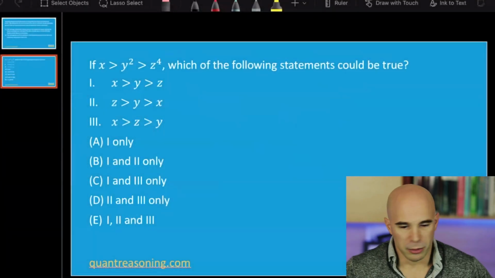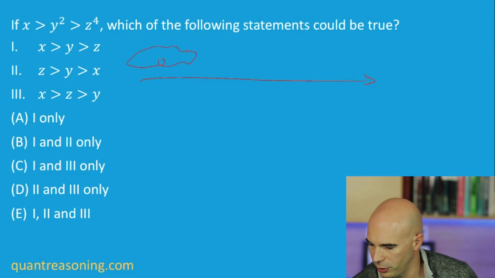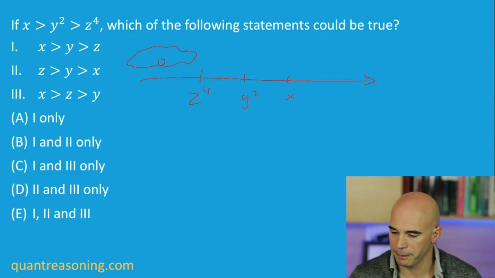So the third Roman numeral. So again, what do we know? We know that 0 is in some kind of cloud here to the left, or at z to the power of 4. Here's y squared, here's x. That's what we know.